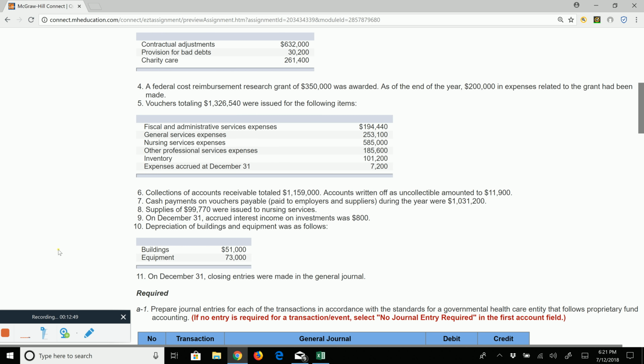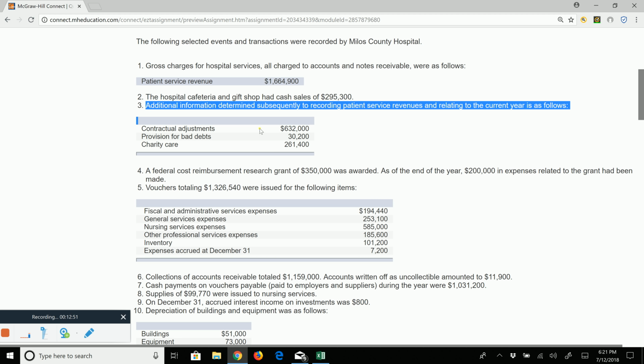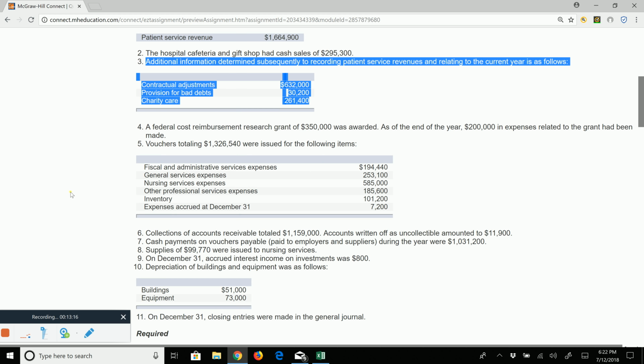Okay, number 3, additional information. So that $1,664,000 that we recorded as revenue, we did some more analysis, and we concluded that $632,000 is a contractual write-off, $261,000 of it is charity care, and we shouldn't have recorded it as revenue to begin with, and $30,200 is doubtful that it's going to be collected. So we have to increase our allowance for doubtful accounts.